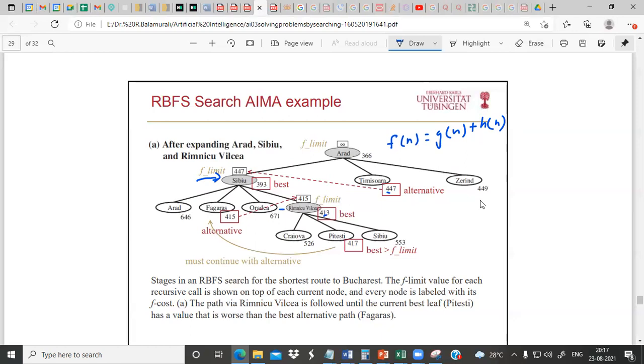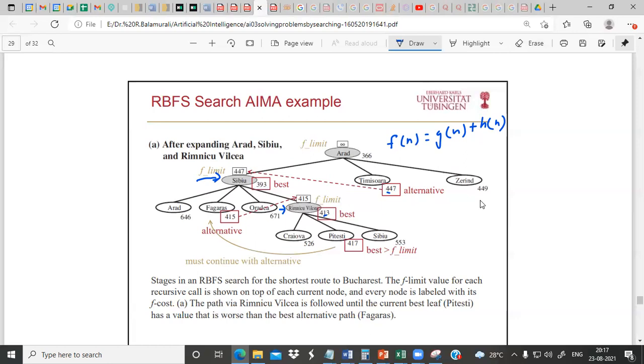But before expanding, we should add the F limit. What is the F limit? The F limit is the next best cost in the same level. So what is the next best cost in the same level? Fagaras, that is 415. That is its F limit.